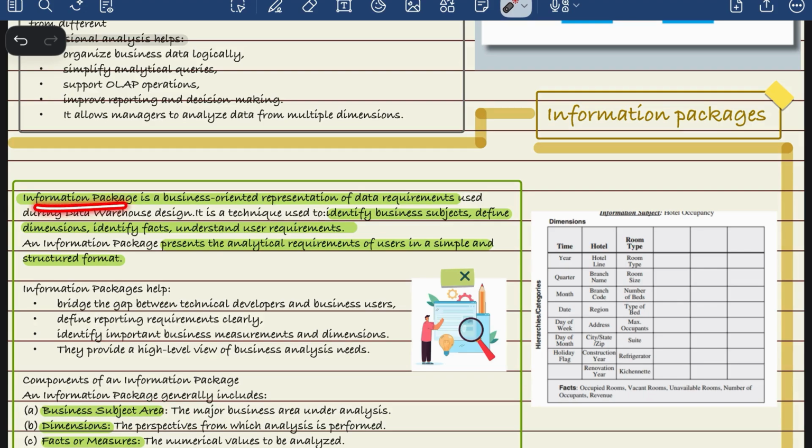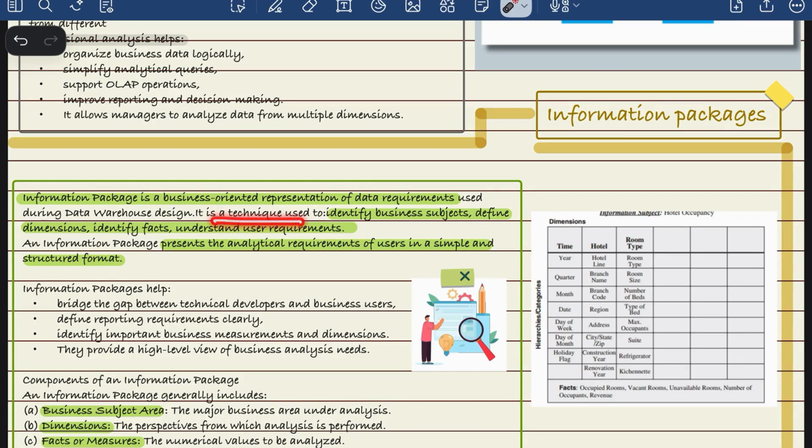So information package is a representation of data requirements, right? So when we are designing a data warehouse, it is very crucial to sit down with the business managers of the particular department, right? But the business managers might not have the technical knowledge of how the data warehouse is produced. Therefore we need a particular requirement document which helps to bridge the gap between the developer and the business manager. That is what the information package does.